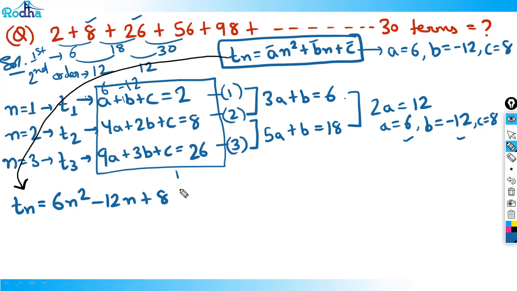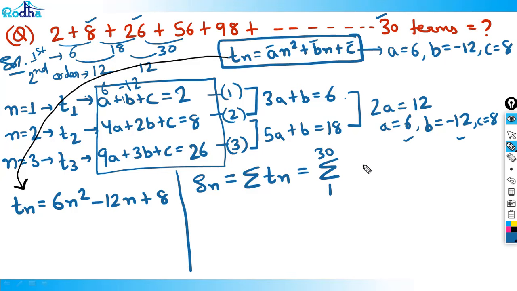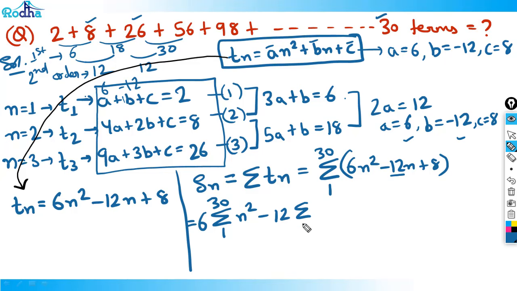So now what do I do here? I have to find Sn now. What is Sn? Sn is equal to summation of Tn, right? Summation from 1 to 30 of 6n square minus 12n plus 8. Let's segregate it now. It becomes 1 to 30 of 6n square. Take this 6 outside, because 6 is multiplied with every term. Minus, again 12 is multiplied with every term, so take 12 outside, 1 to 30 n. And then plus 8 is left.